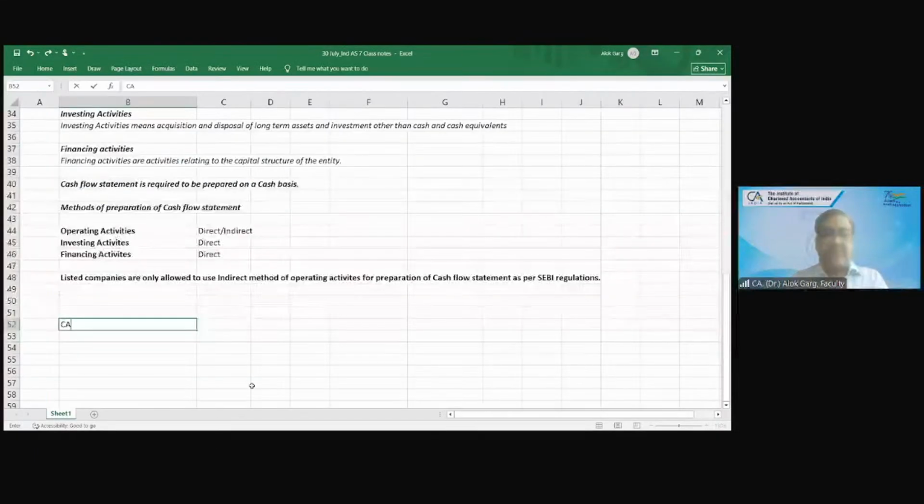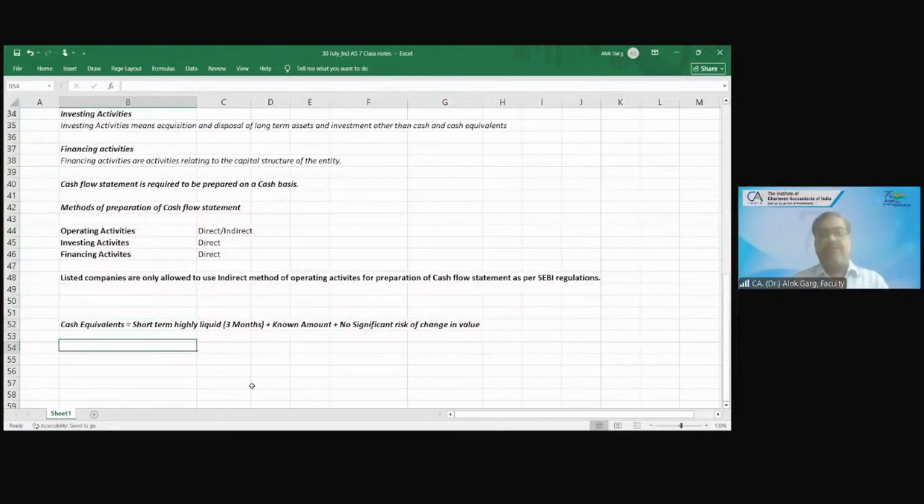So what is the cash equivalent? Cash equivalent is equal to short-term, highly liquid, 3 months, plus known amount, plus no significant risk of change in value.